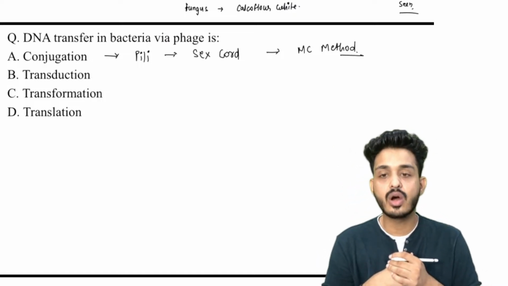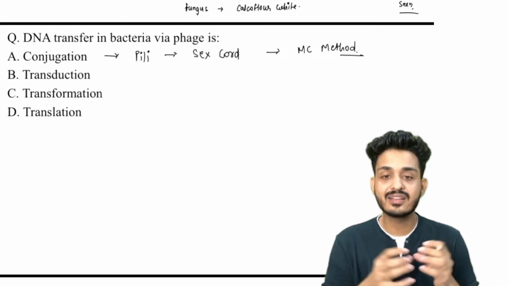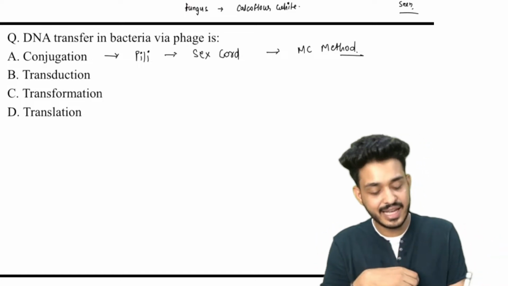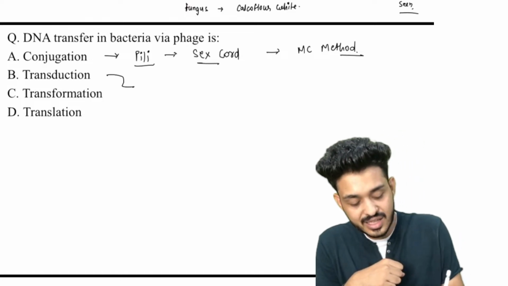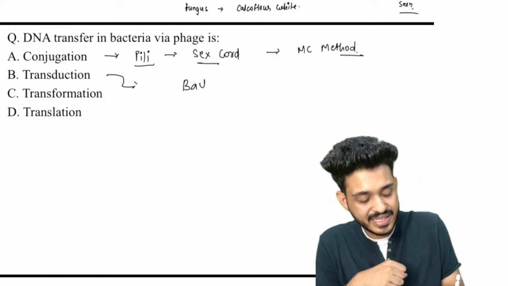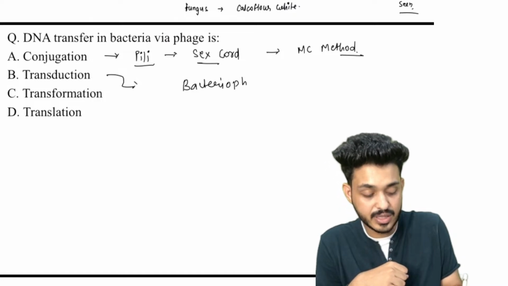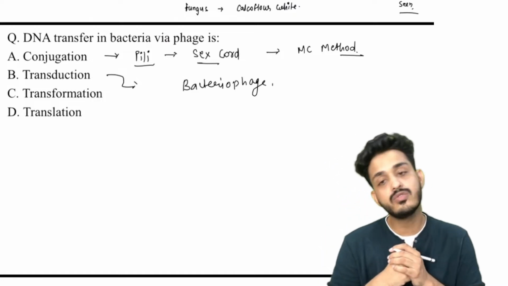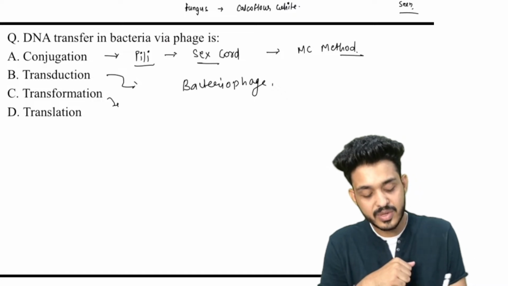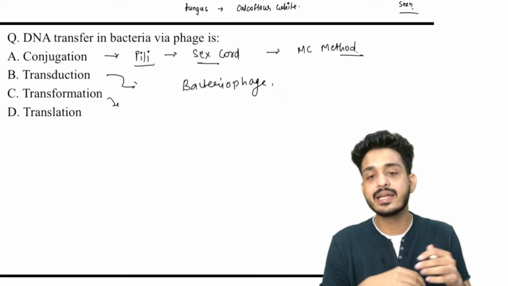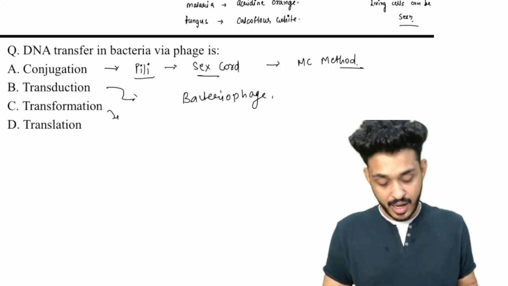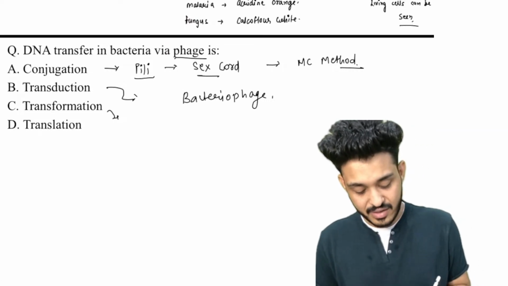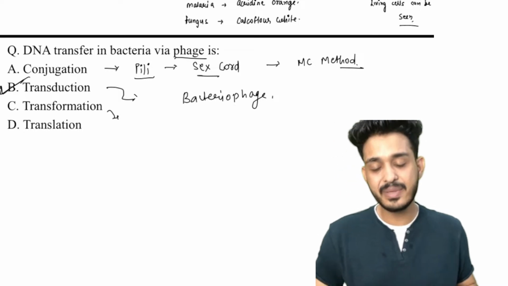Okay, so what is conjugation? That is, two bacteria transferring their substances with the help of a sex code. And what is the sex code? That is your pili. In transduction, what will happen? There will be some kind of bacteriophage. In transformation, some naked DNA will be taken up by the cell itself, right? So your answer here will be phage. Whenever phage is included, your answer will be transduction.